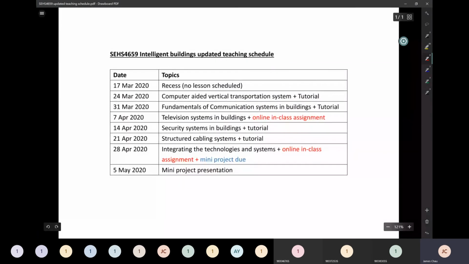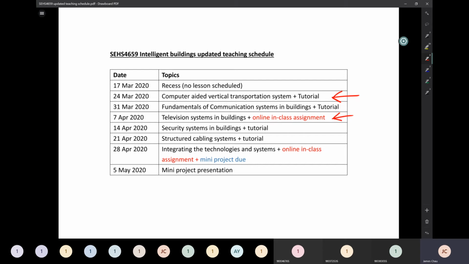Now you can see on the screen that we are now here. We just finished our vertical transportation system, and we will spend 3 weeks on the communication and security system. And now on 7th of April, we will do an online open book in-class assignment. I will prepare some questions in Moodle so that I ask you to do it in class and submit it to Moodle after you complete it.